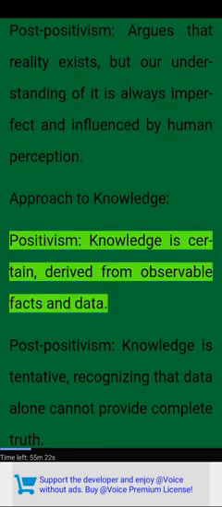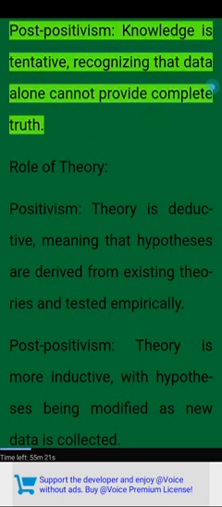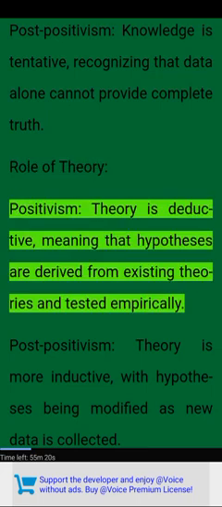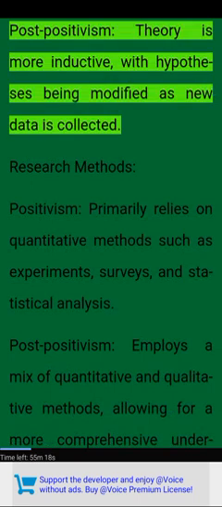Approach to knowledge. Positivism: knowledge is certain, derived from observable facts and data. Post-positivism: knowledge is tentative, recognizing that data alone cannot provide complete truth. Role of theory. Positivism: theory is deductive, meaning that hypotheses are derived from existing theories and tested empirically. Post-positivism: theory is more inductive, with hypotheses being modified as new data is collected.